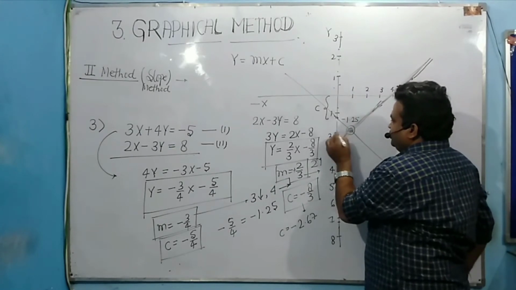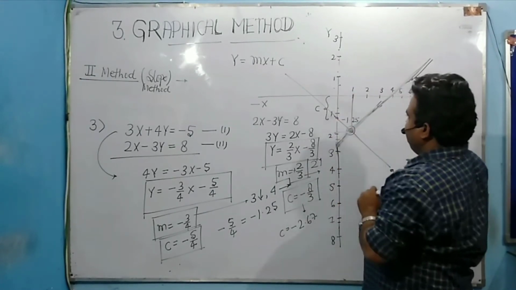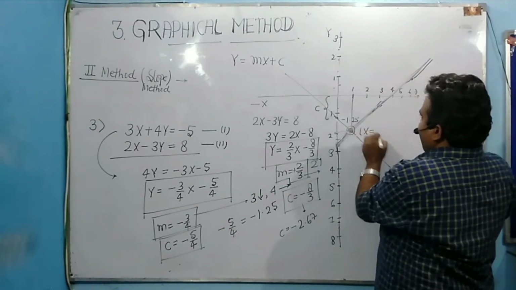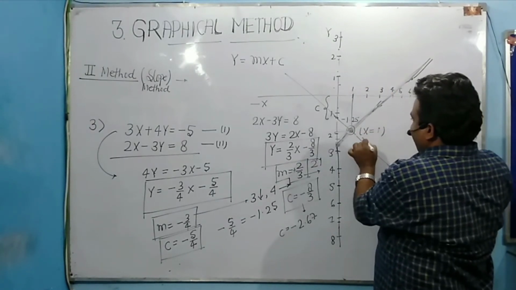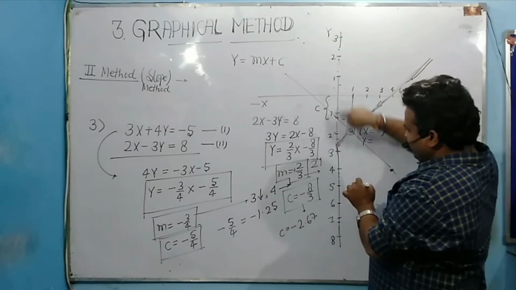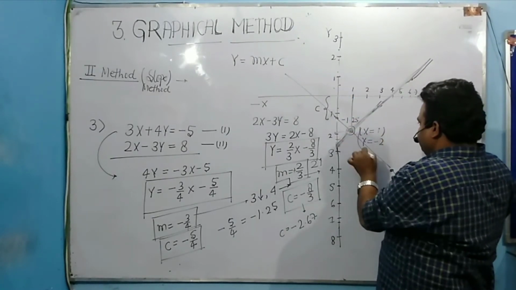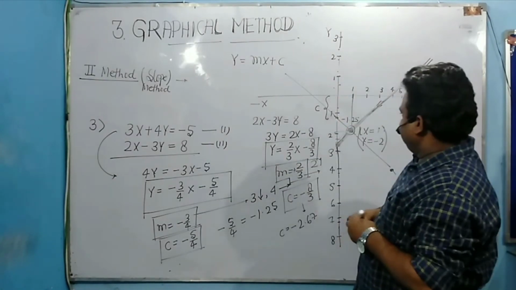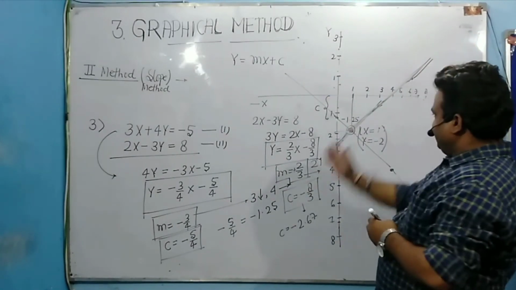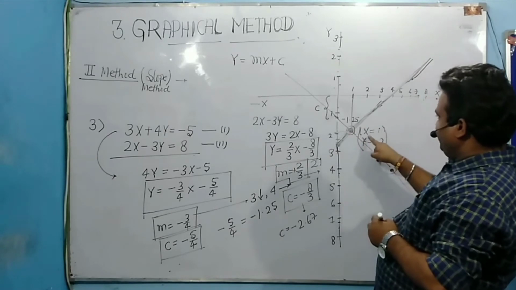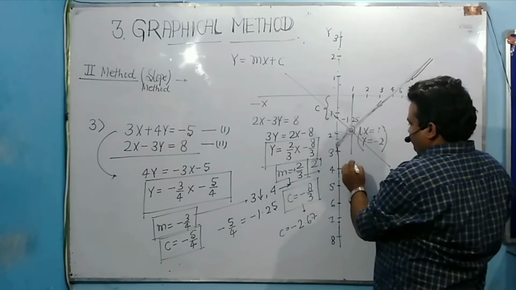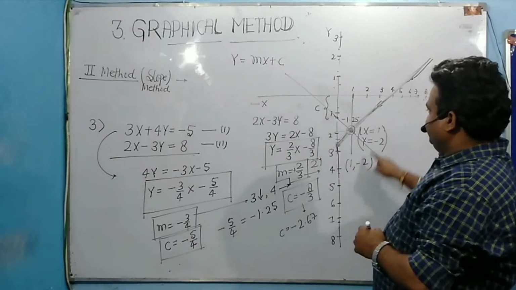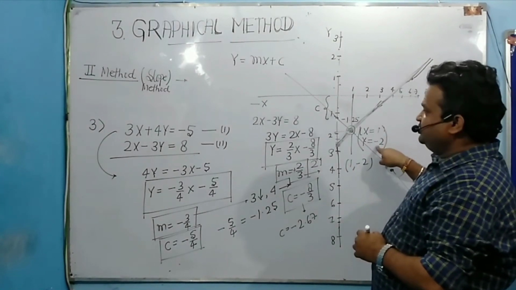Once you draw a straight line with this, this is my coordinate where my x value is 1. And what is my y value here? Minus 2. So this will be my point where the two lines are intersecting. This is my first line, this is my second line, both lines intersecting at this point where the coordinate is 1 comma minus 2. X positive, y negative. So my x value is 1, y value is minus 2.